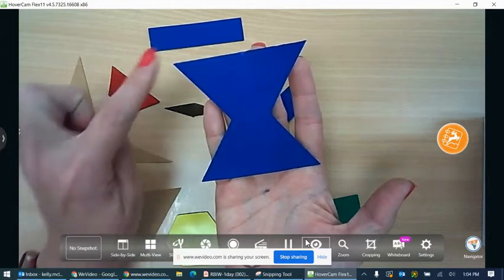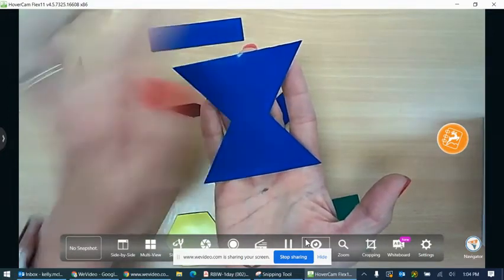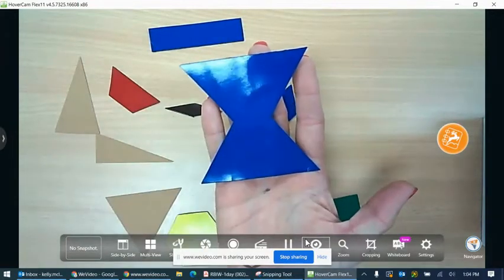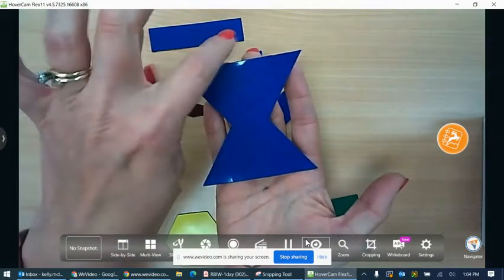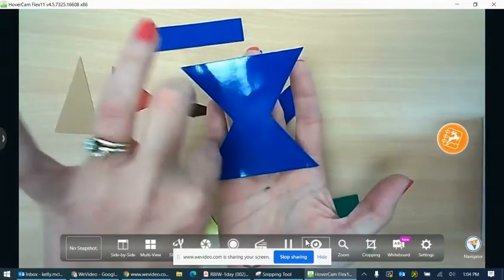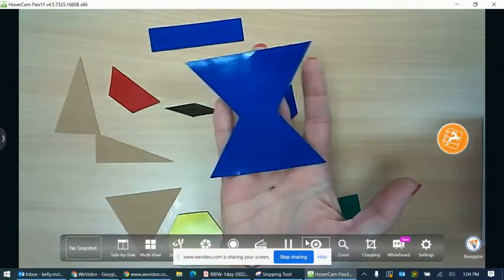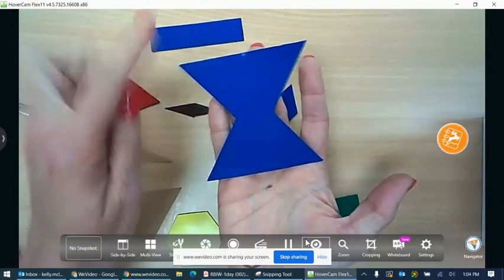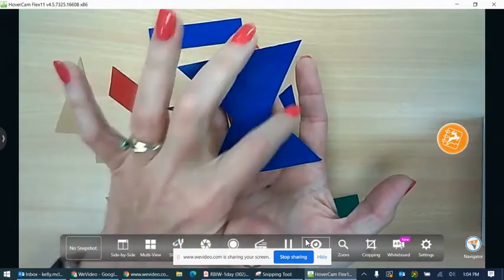Okay, so we can count those vertices as well: 1, 2, 3, 4, 5, 6. We can also count the sides: 1, 2, 3, 4, 5, 6. And we can count those vertices or those angles: 1, 2, 3, 4, 5, 6.